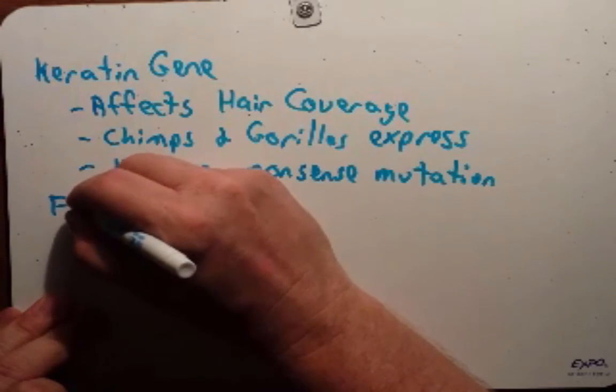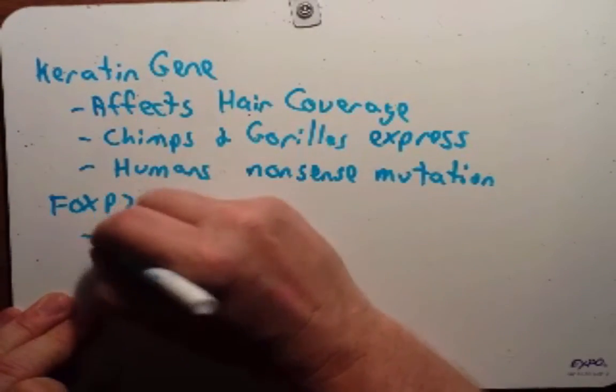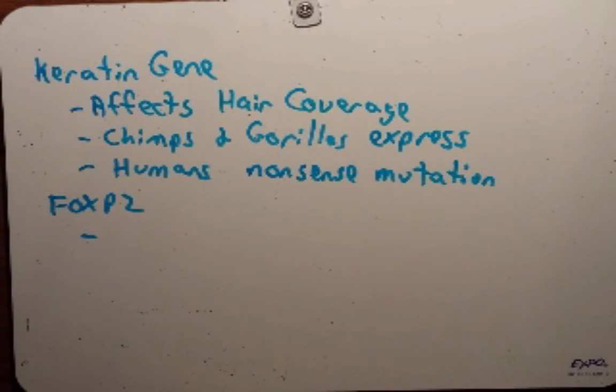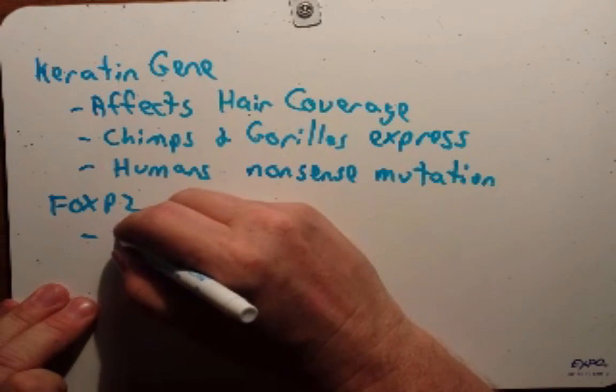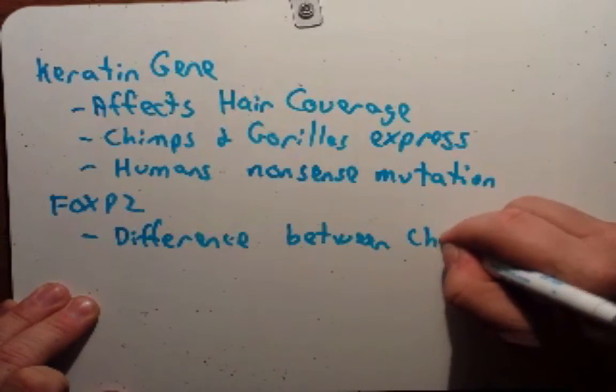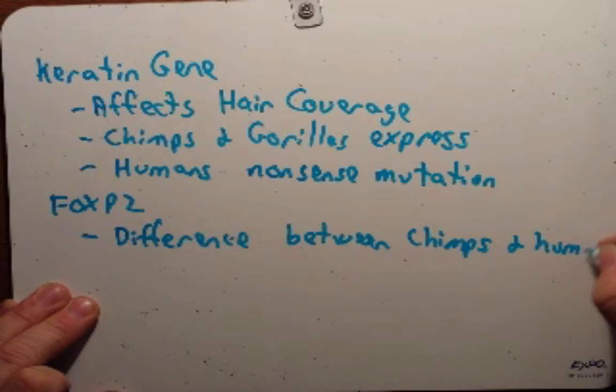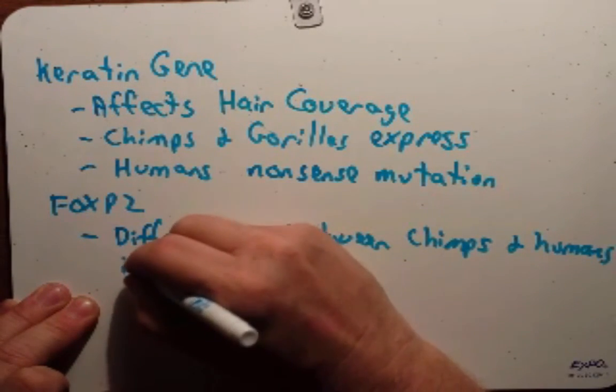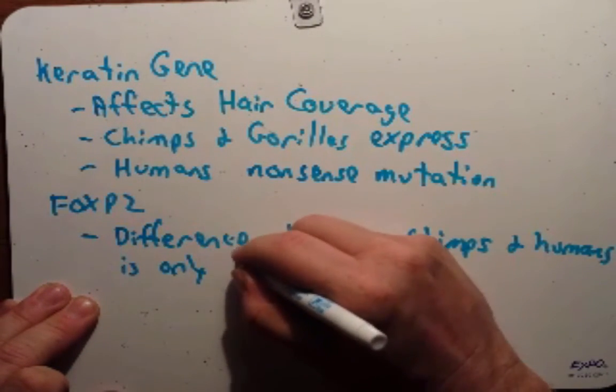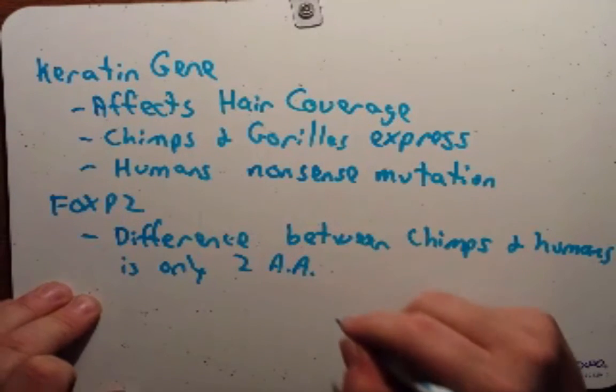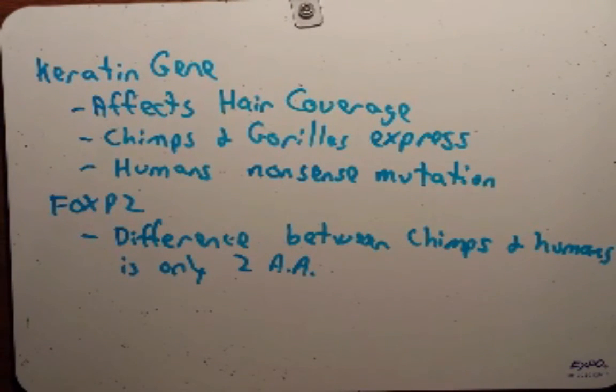The FOXP2, which we've talked about before this semester. And just to remind you, the difference between chimps and humans is only 2 amino acids. So not much at all. And we also talked about how it's found in mice, finches, and so forth.